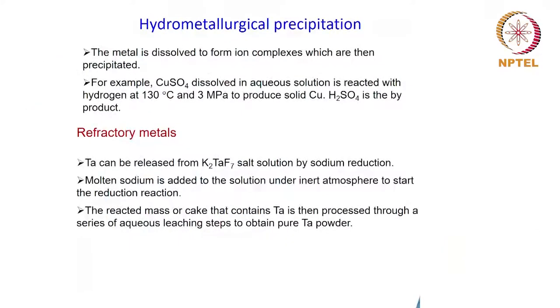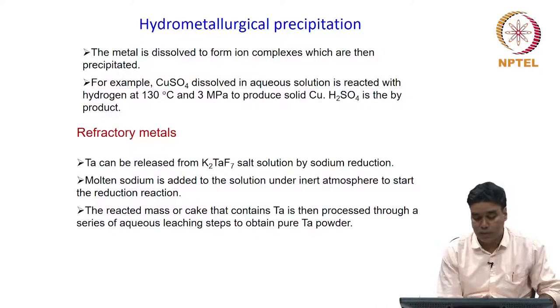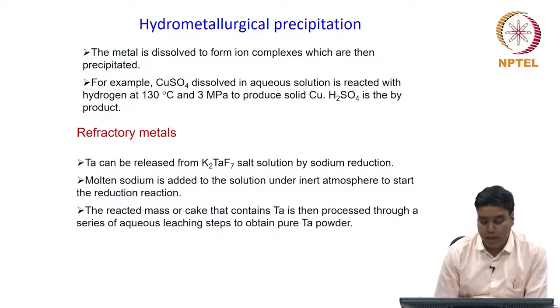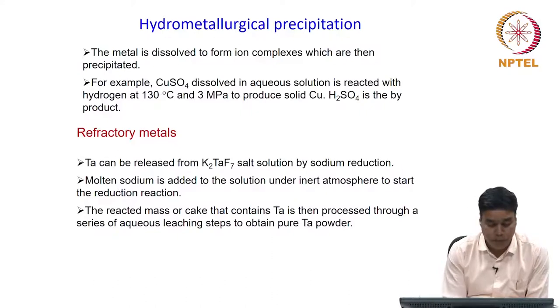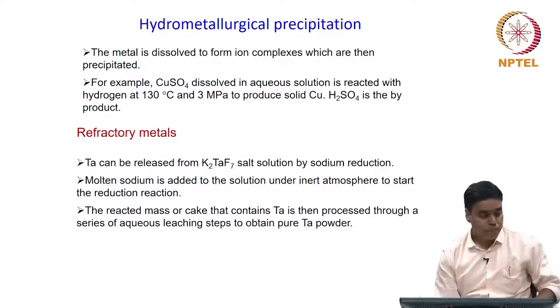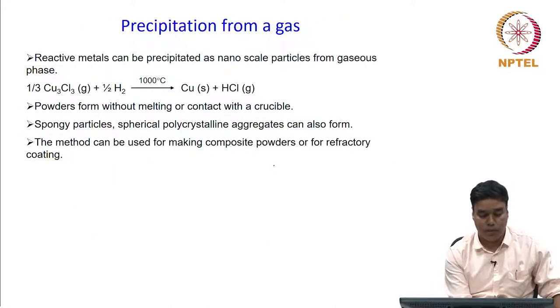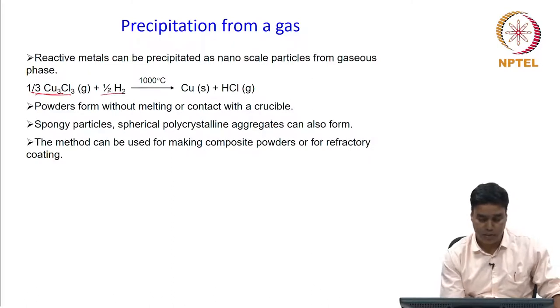Then we talked about the process of hydrometallurgical precipitation, wherein the particular metal is in a compound which is dissolved in a salt solution. In this case, we took the example of tantalum, which is dissolved in sodium, then it is made into a cake. And once it is in the cake, the metal, in this case tantalum, is released by washing. And once it is obtained as powder, it is crushed followed by milling. We also talked about precipitation from a gas, wherein the metal compound is in the form of a volatile gas, which is reduced by a reducing gas at high temperatures to generate the metal powder.